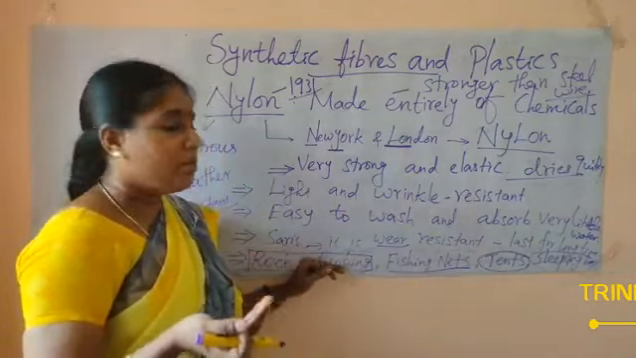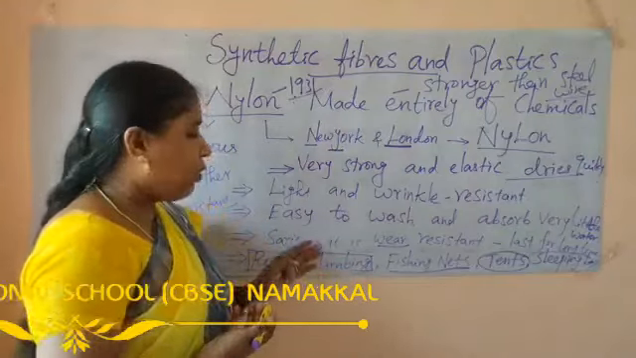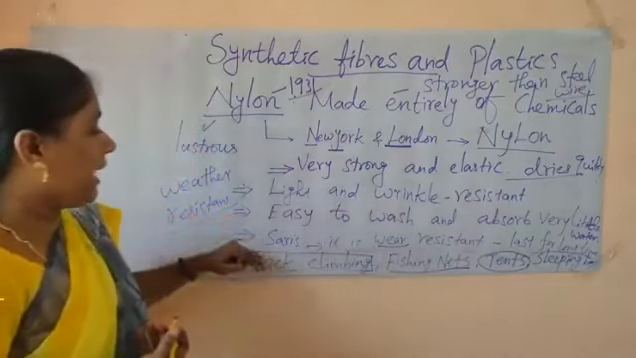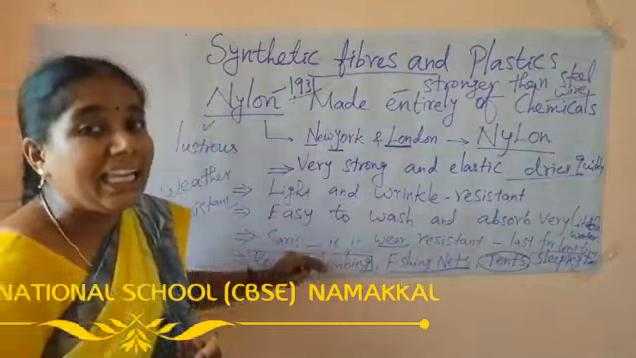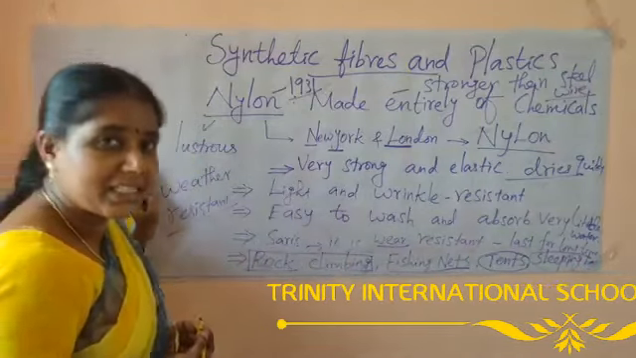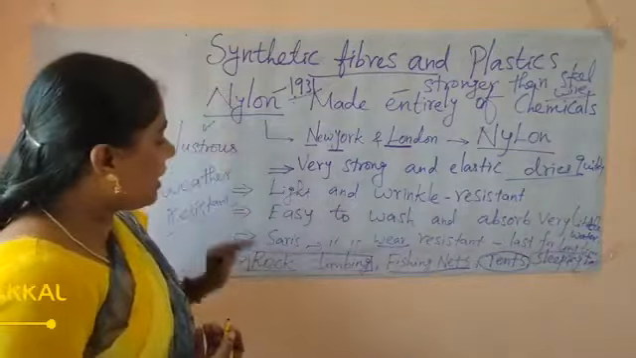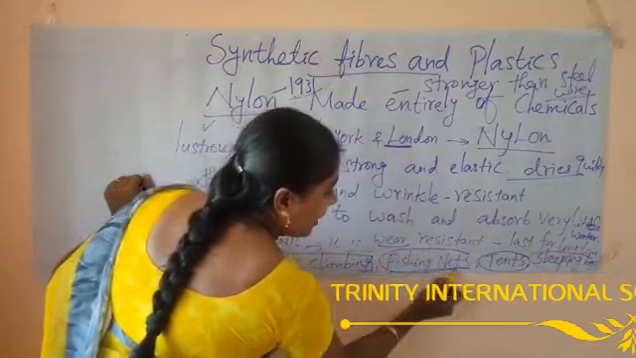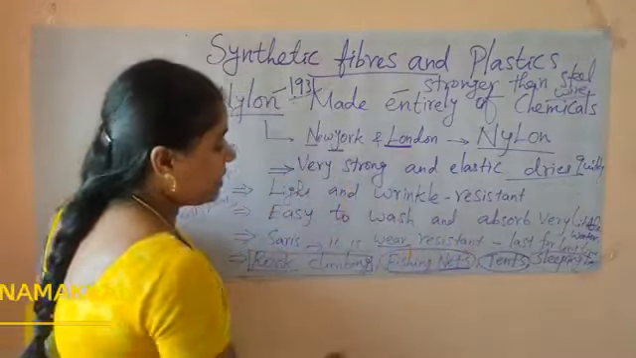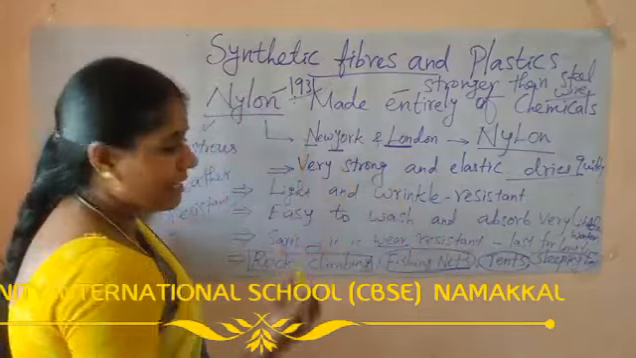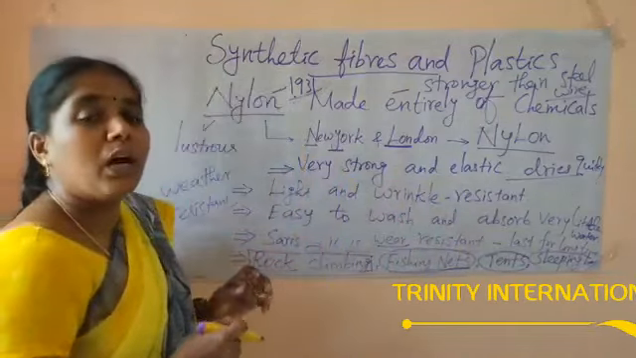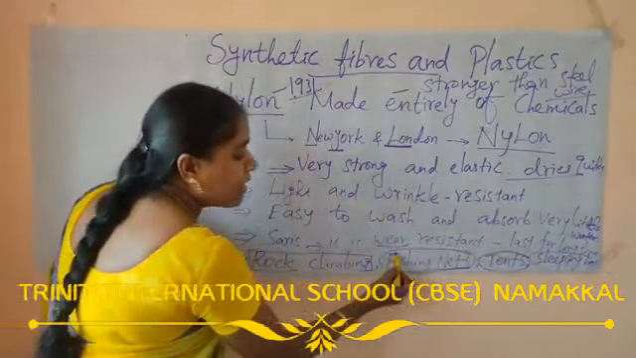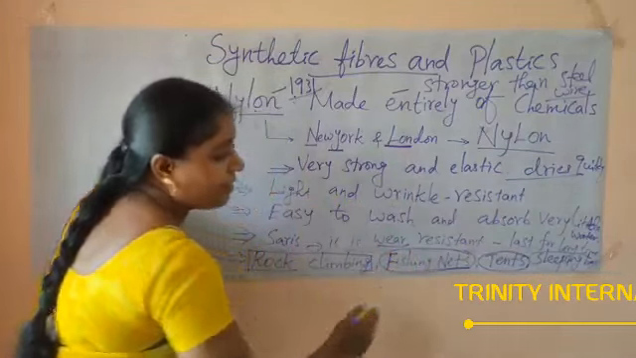So students, listen. In your examination, they can ask questions like this. Why is nylon used to make rock climbing material? Because nylon is a strong fiber and lightweight and also weather resistant. Because of this reason, this nylon is used to make rock climbing material. Same like this, they can ask why this nylon is used to make fishing nets? Because nylon is strong as well as elastic as well as water resistant. So that's why we are using this nylon to make fishing nets.